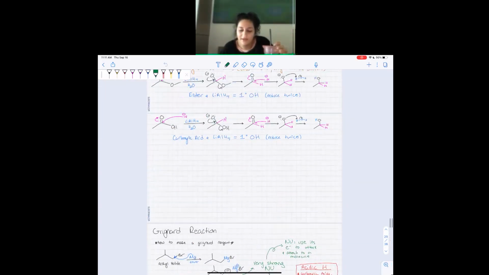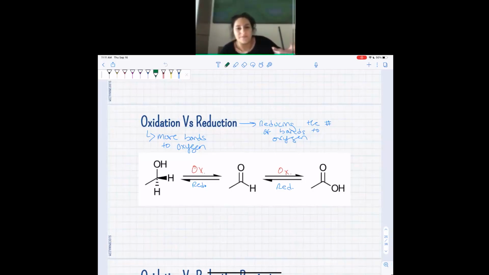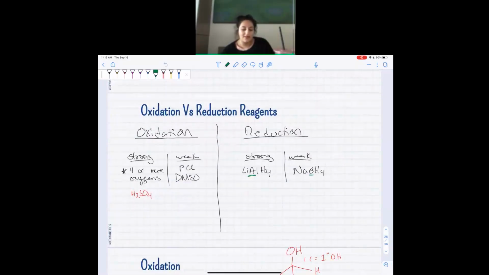All right. So chapter 11 and 12 reactions. The next thing we have up on the list is oxidation and reduction. So oxidation is just when we make more bonds to oxygen. Reduction is when we lose bonds to oxygen, or we reduce the number of bonds to oxygen. That's not the best explanation. There are less specific explanations, but for the purposes of this class, this is absolutely good enough. So when we're talking about oxidizing reagents, a strong oxidizing agent is anyone on the list that has O4 or more. And then DMSO and PCC are going to count as weak oxidizing reagents.